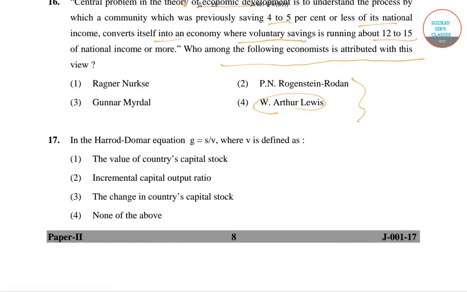Now finally we have come to the last question, which is question number 17. In the Harrod-Domar equation G equals S by V, where V is defined as, 4 options are given. We know G is the growth rate, small s is the saving ratio, and small v is the incremental capital output ratio. So small v is the incremental capital output ratio. So we are done with this video.